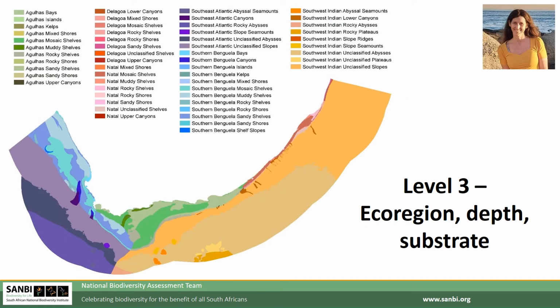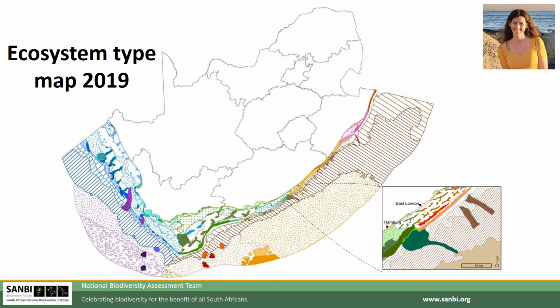This map shows you our classification at the third level, where ecoregion, depth, and substratum have driven 54 different marine ecosystem types. But at our finest scale, there are 150 marine ecosystem types. And as I said, these are both the benthic and the water column components, and they reflect the full diversity of marine ecosystem types in the country.